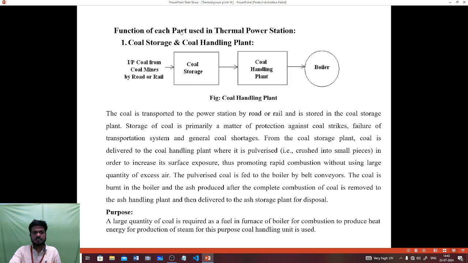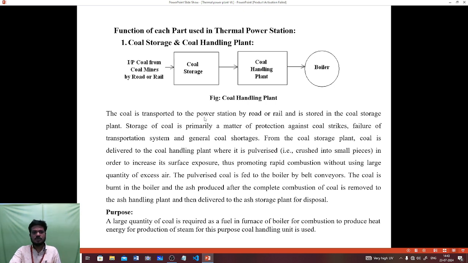The function of each part used in a thermal power plant station are: number 1, coal storage and coal handling plant. The diagram shows the coal from coal mines arriving by means of road or railways, and it is sent to the coal storage sector, and then sent to the coal handling plant, where the coal is crushed into fine pieces, and then sent to the boiler for burning purposes.